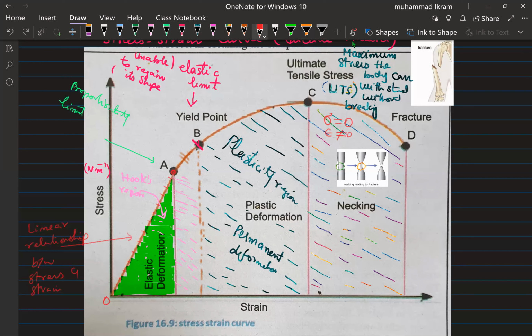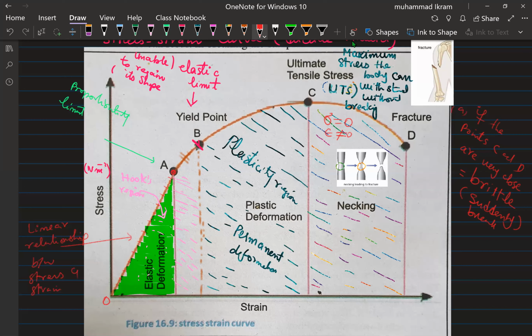Now look at the points C and D. If the points C and D are very close to each other, then what will happen? For close points C and D, the body is said to be brittle. The body is said to be brittle means that once you cross the UTS, it will suddenly break without developing any necking. There will be no necking.